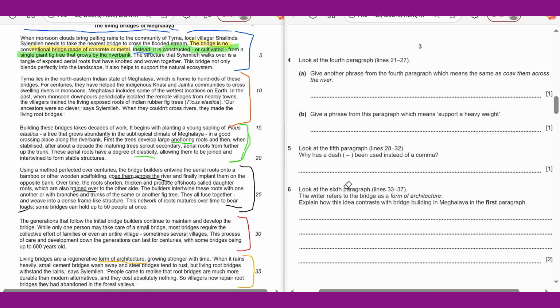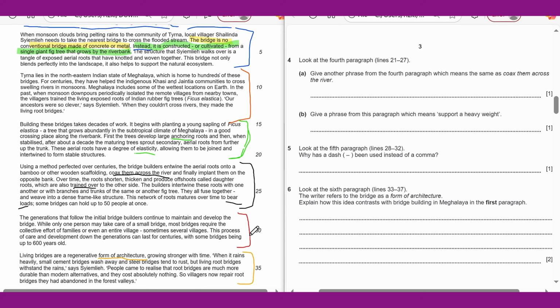Look at the 6th paragraph, lines 33 till 37 here. Well, in here we see that the writer refers to the bridge as a form of architecture. Explain how this idea contrasts with the bridge building in Meghalaya in the first paragraph. 10 seconds for you. Okay, let's show the answer, guys. If you have not finished, you may pause this video.